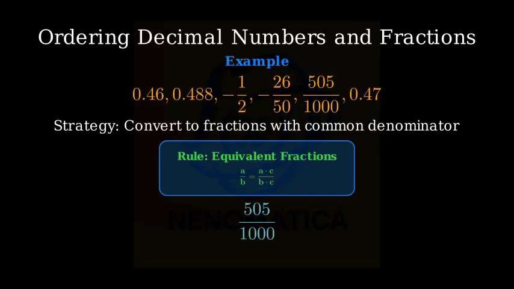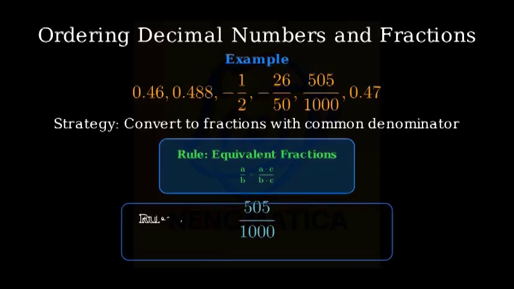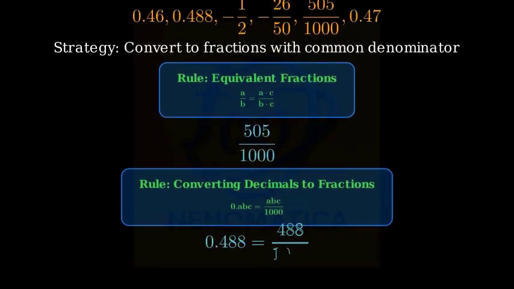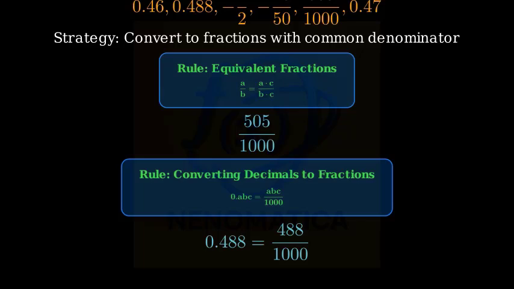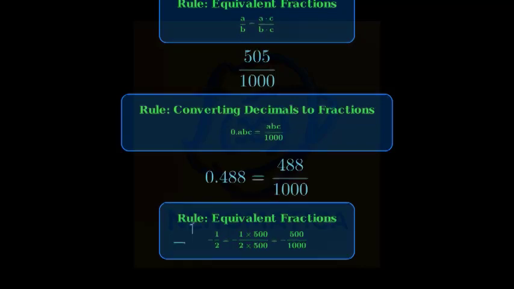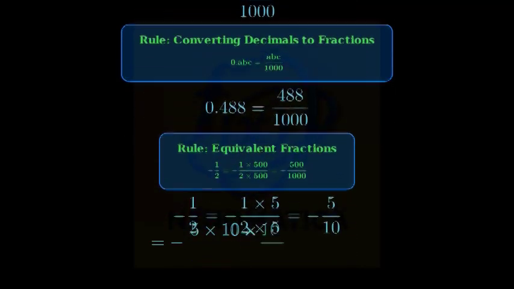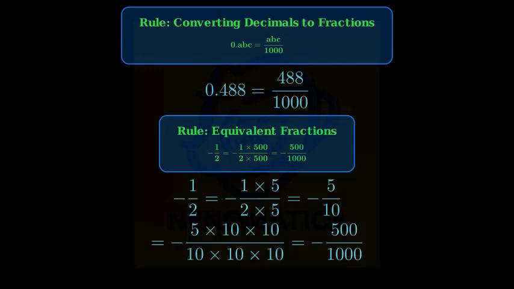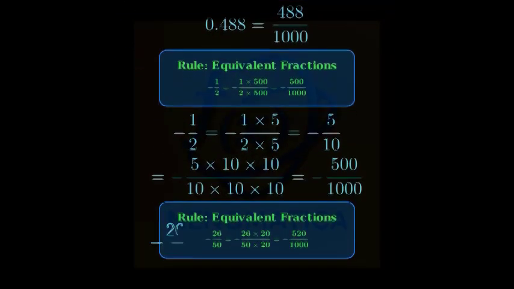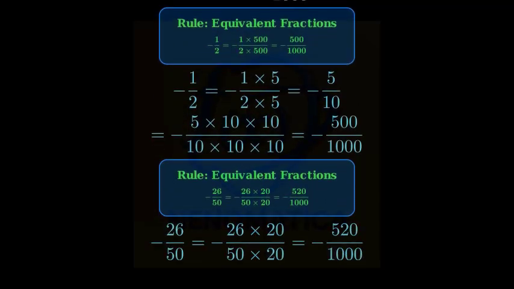Next, let's convert 0.488 to a fraction. Since there are 3 decimal places, we multiply by 1,000 to get 488 over 1,000. Now, let's convert negative 1/2 to a fraction with denominator of 1,000. We multiply both numerator and denominator by 500 to get negative 500 over 1,000. For the fraction negative 26 over 50, we multiply both numerator and denominator by 20 to get negative 520 over 1,000. Next, we convert 0.47 to a fraction.